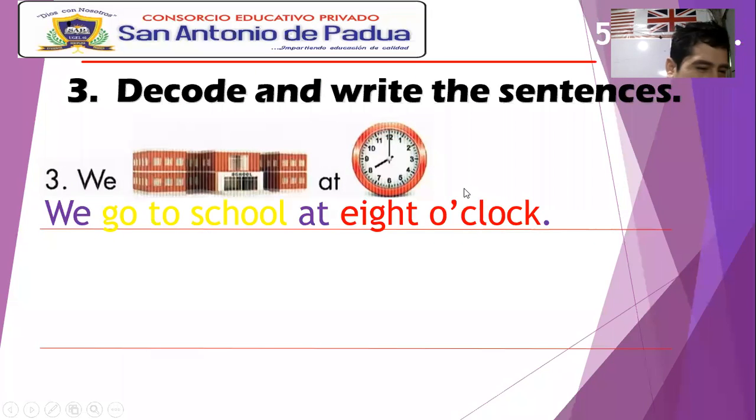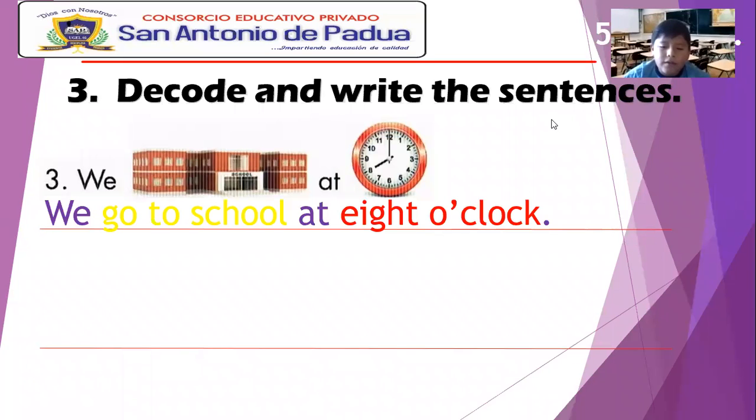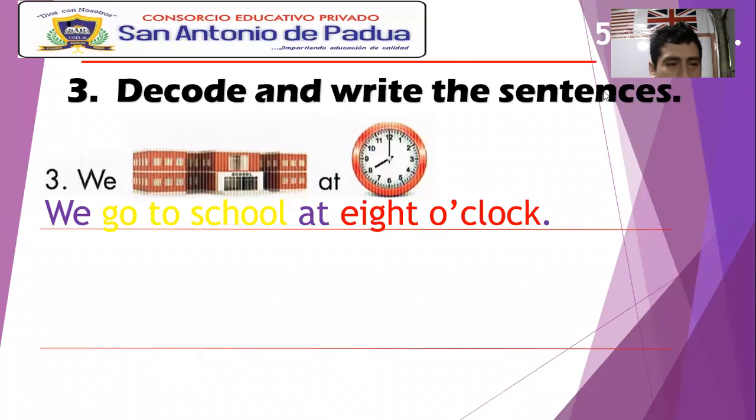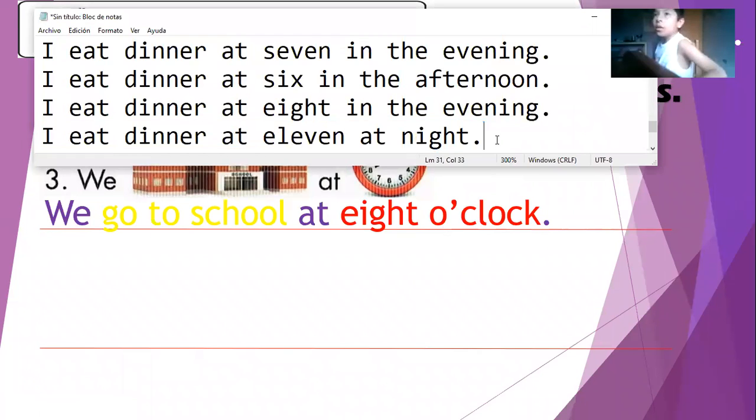Yes. Good. Come on. Let me check. We go to school at 8 o'clock. Yes. Come on. We go to school at 8 o'clock. Tell me, dime. The teacher, remember, teacher. Any questions, students? Come on.